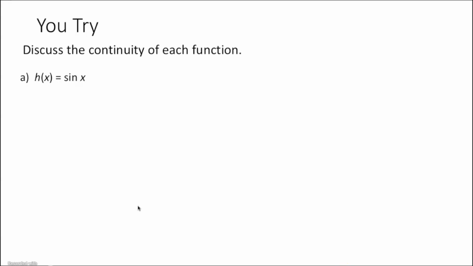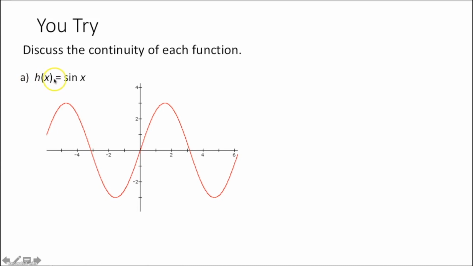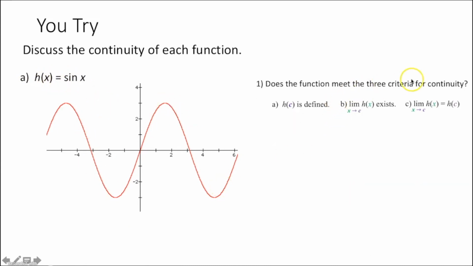You try! So again, we're discussing the continuity. This time it's of h of x equals sine of x, which looks something like this. And we look at the 3 criteria for continuity. Is h of c defined for all x equals c? Yes, there's no holes or asymptotes for sine of x, so yes it is. Does the limit as x approaches c of h of x exist for all x equals c? Yes, again, there's no holes or asymptotes here, so it does exist.